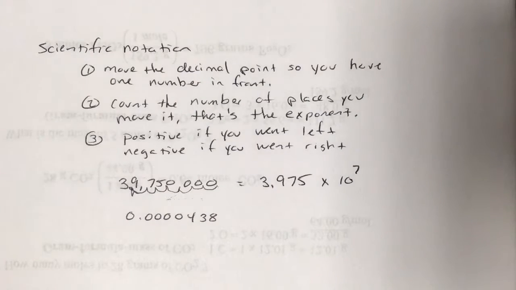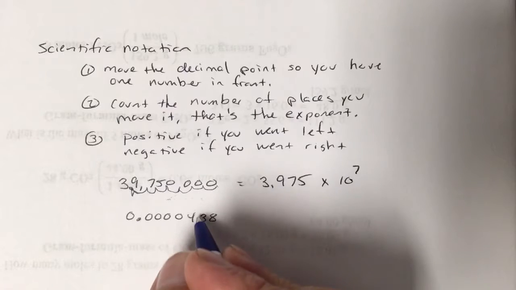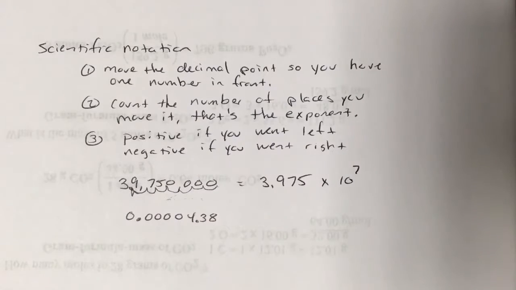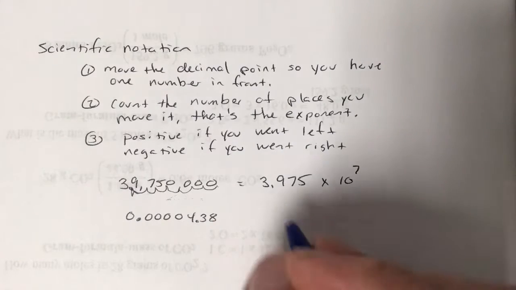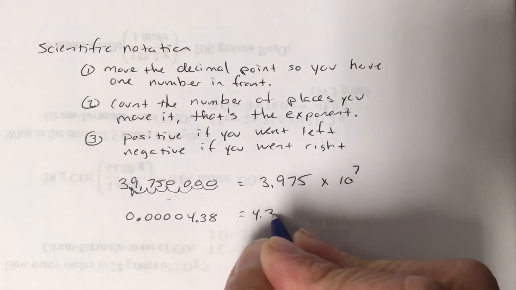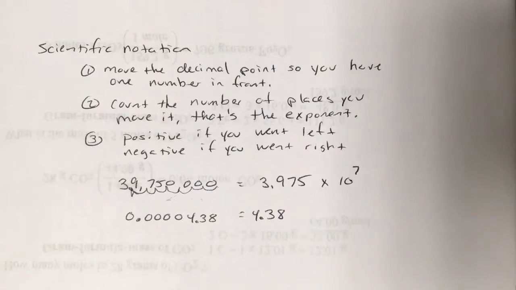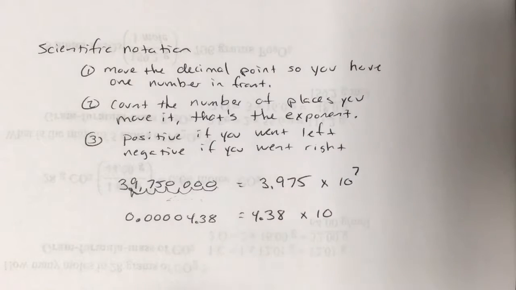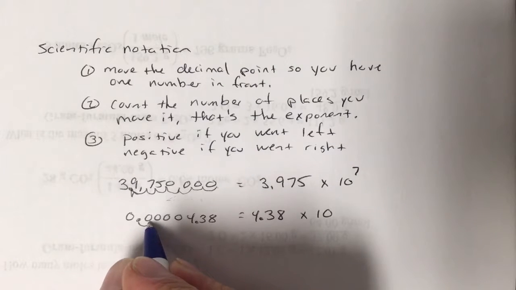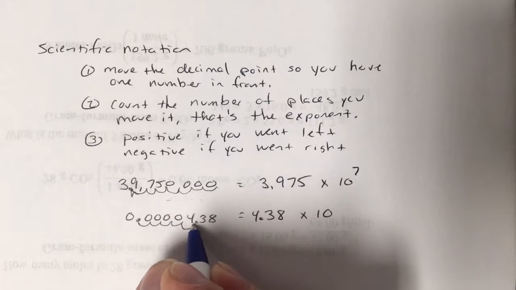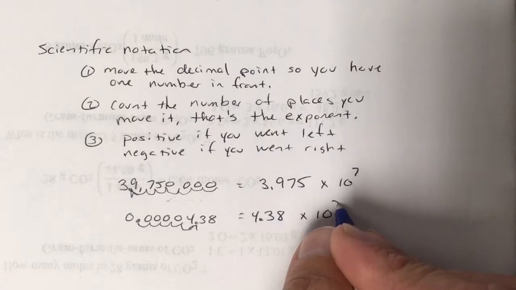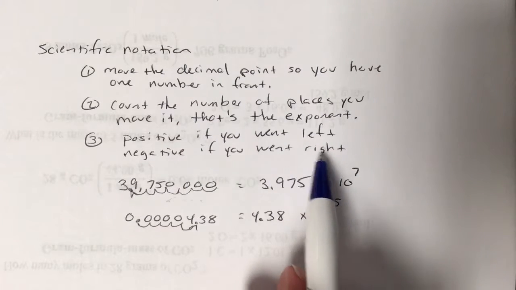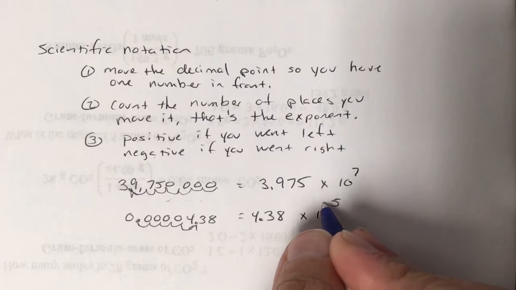So if I have the number 0.000438, and I want to put that in scientific notation, I've got to move this decimal point so there's only one number in front of it. So I move it between the 4 and the 3. And I write 4.38. I write everything down except for the zeros. Then it's times 10 to some power. I went 1, 2, 3, 4, 5 places. This time, since I went to the right, my exponent is negative.